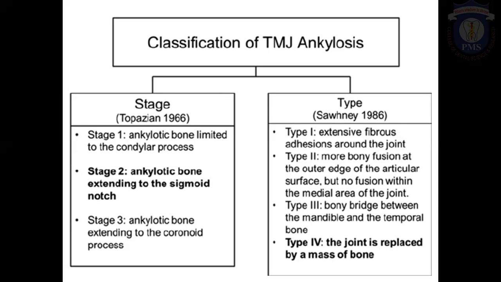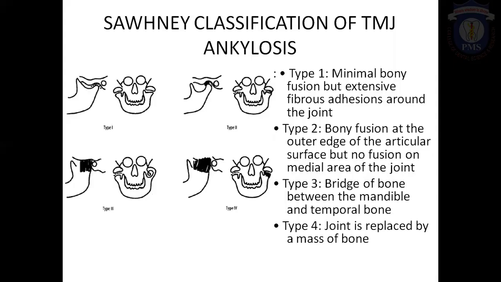Then next is Sawhney's classification, that is, he had classified the TMJ ankylosis as type 1, 2, 3 and 4. This is one of the important classifications. It is type 1, minimal bony fusion is seen here. Minimal bony fusion is seen, but extensive fibrous adhesion is seen around the joint.